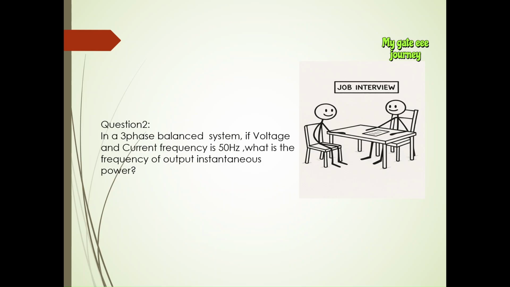What about the three phase system? The question you may get is like this: in a 3 phase balanced system, voltage and current frequency is 50 Hz. What is the frequency of output instantaneous power? We know in the output power equation there is no frequency component. Hence, the frequency of output instantaneous power is nothing but 0 hertz.